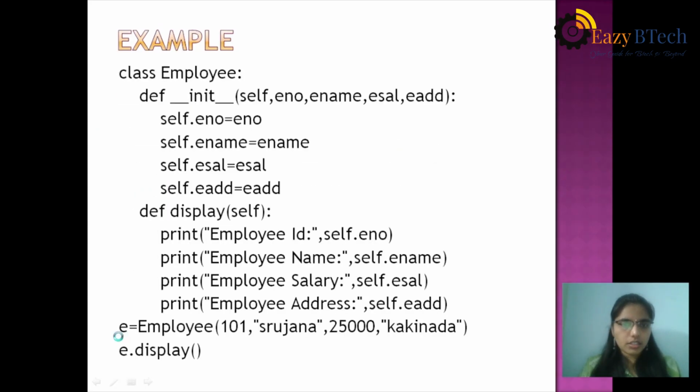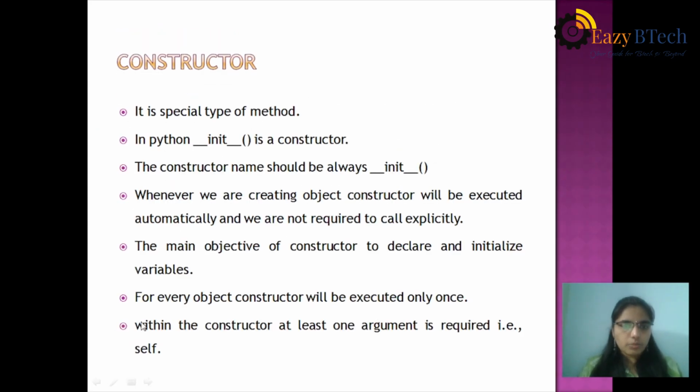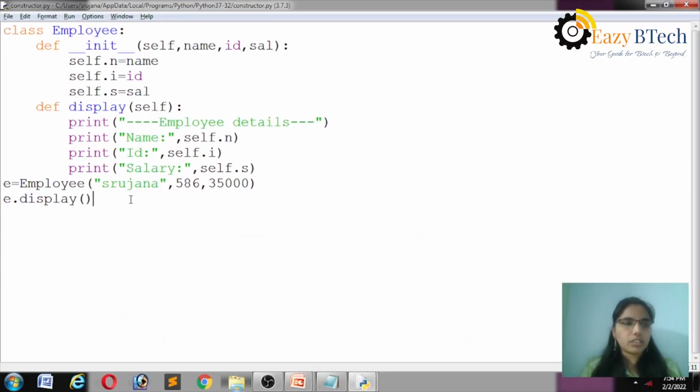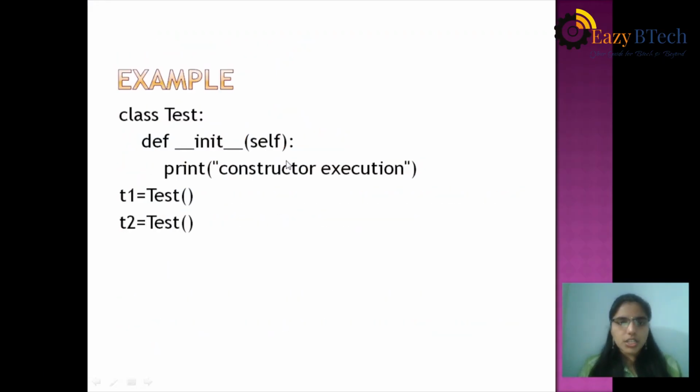Let's see here. This is the point. The main objective of a constructor is to declare and initialize variables. That is, whenever we create an object, automatically these values will be initialized to the constructor parameters. Okay. So this is about the constructor topic.